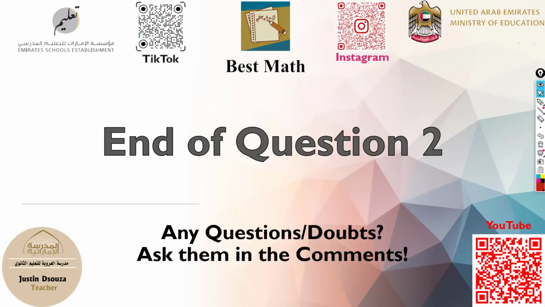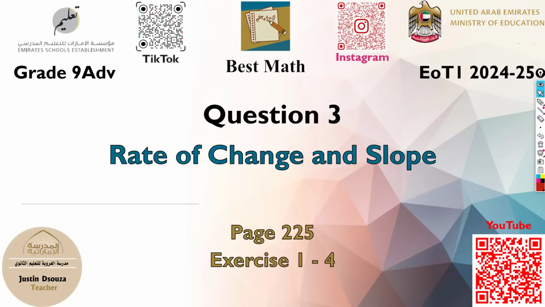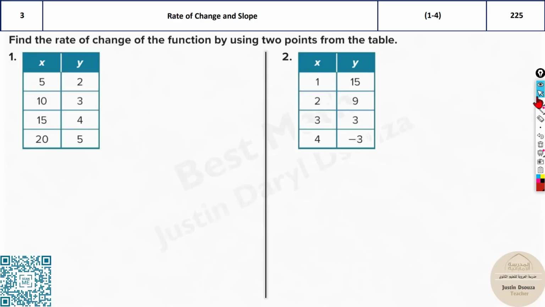Another very easy question. Just remember to make the 2 cases and then solve it. Question 3 is about rate of change and slope. So slope, you know, the formula is given as m equals y2 minus y1 divided by x2 minus x1. The only thing is you need to remember this formula. Here we have to find the rate of change. How would you find it? By using 2 points from the table.